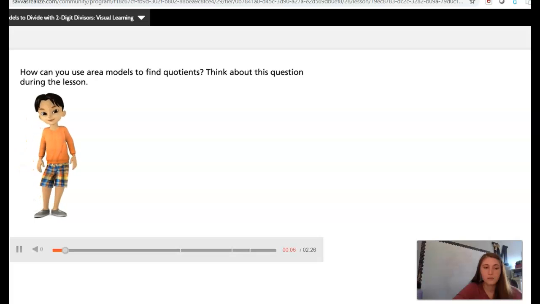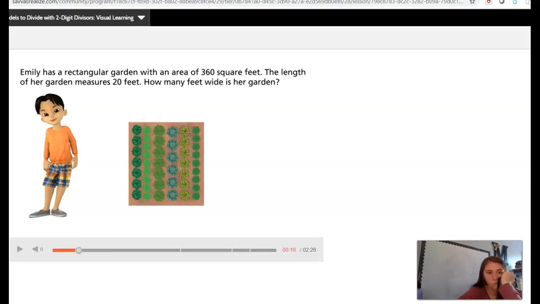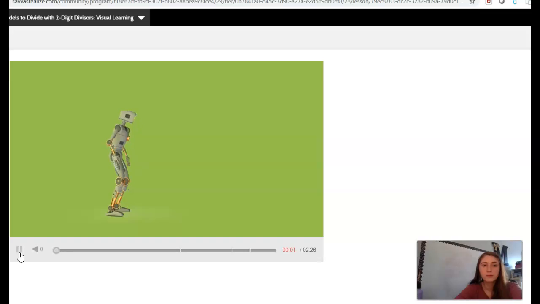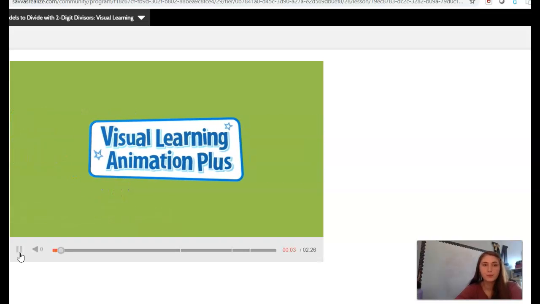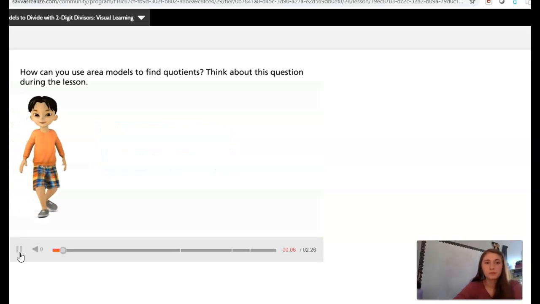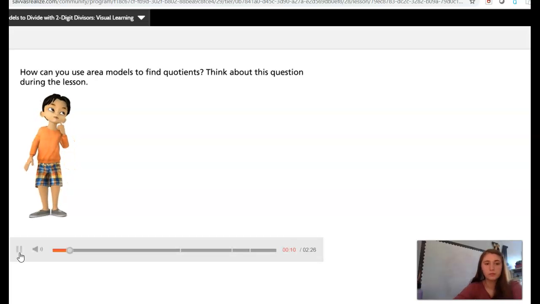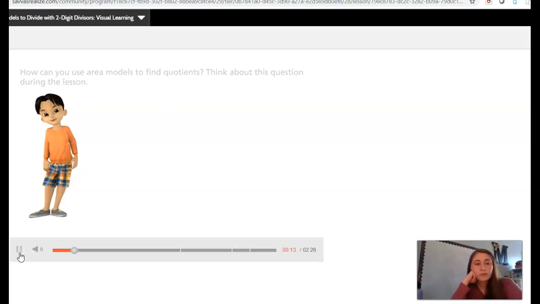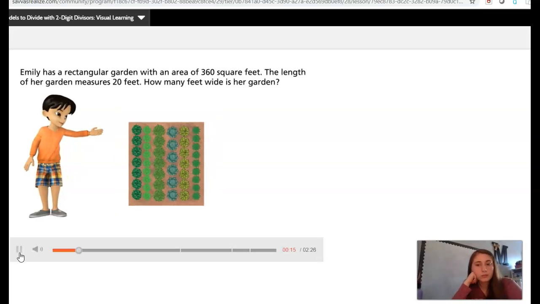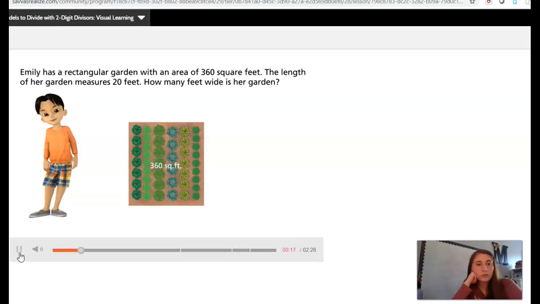How can you use area models to find quotients? Think about this question during the lesson. Emily has a rectangular garden with an area of 360 square feet. The length of her garden measures 20 feet. How many feet wide is her garden?